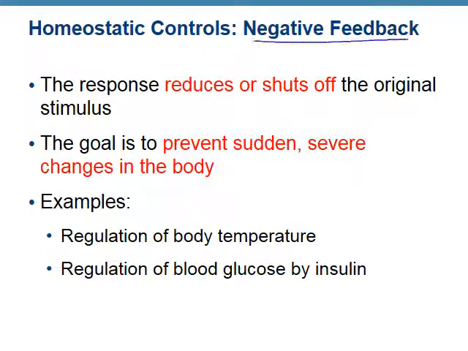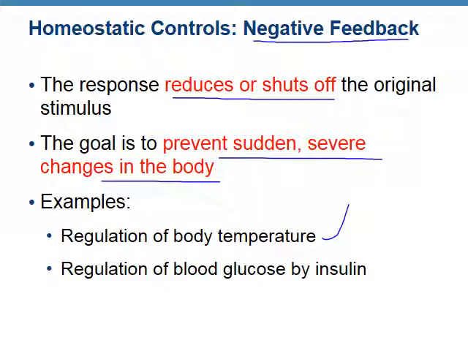We have to look at two different types of homeostatic controls. There's negative feedback and then there's positive feedback. Negative feedback is going to reduce or shut off the original stimulus. Its goal is to prevent sudden and severe changes in the body. So temperature regulation that we've been talking about is one example. And then another example that the book gives is about regulating glucose by insulin. So let's look at body temperature.